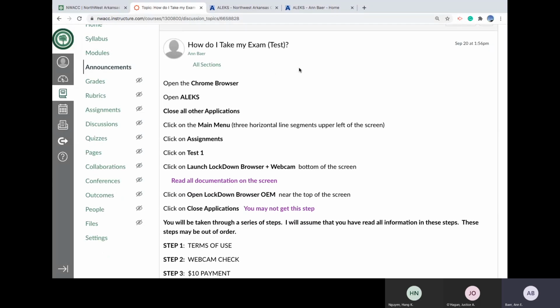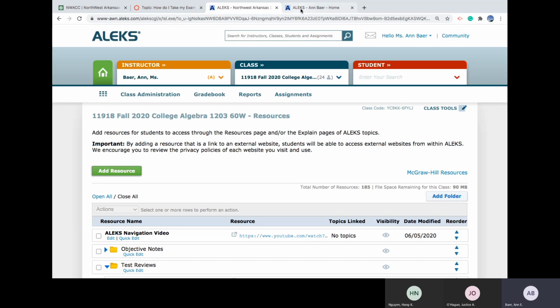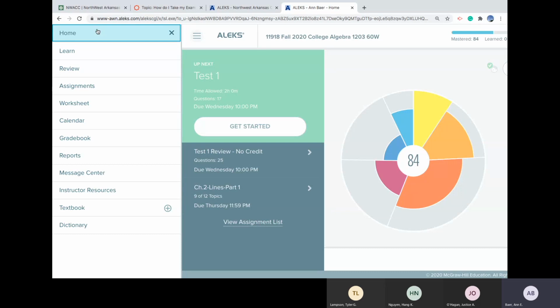They're interchangeable words. Open the Chrome browser, open ALEKS, close all other applications. Click on the main menu, the 3 horizontal line segments upper left of the screen. I can show you what those are by switching into ALEKS right now. They're talking about these bars. Okay? So you want to click on those bars.